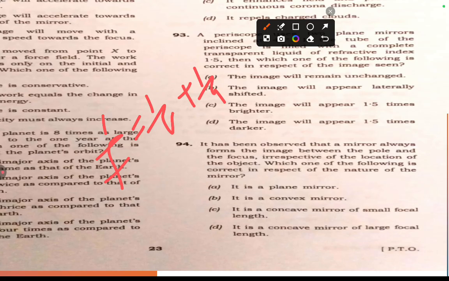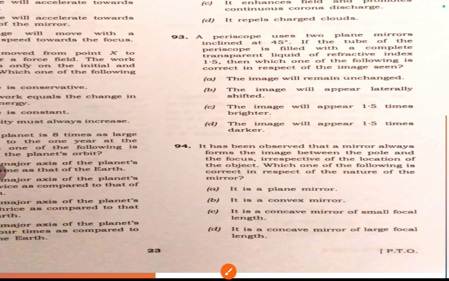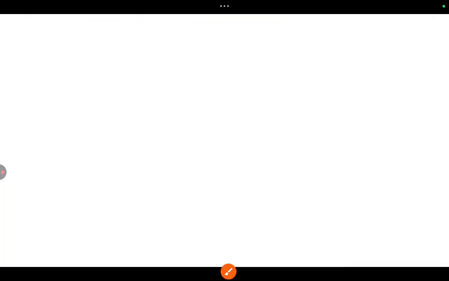A convex mirror diverges incident light, as we know very well. Tracing the reflected light backward always results in intersection behind the mirror. So it has been observed that a mirror always forms an image between pole and focus irrespective of the location, and that mirror is obviously the convex mirror. Okay, now question number 95.